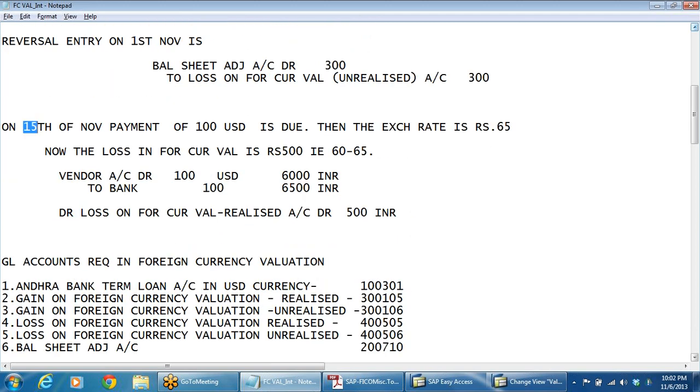Let's suppose on 15th. Now, anyway, we are on 6th of November. Okay, instead of 15th, let me take 6th itself. On 6th, I am making payment to the vendor now. How much do I have to pay? Vendor $100, and my vendor is least bothered at what price I am buying it. Right? He wants $100, so I have to pay him $100. But now the exchange rate is going to be 65 rupees. So I have to shell out 65 rupees to buy $1. That is nothing but 6,500 I have to shell out in order to buy $100. Let us post the entry now.